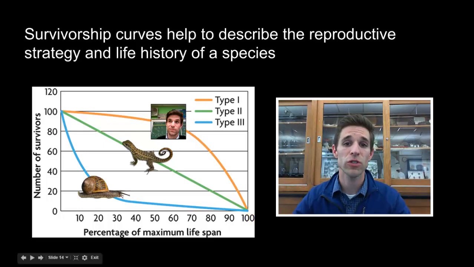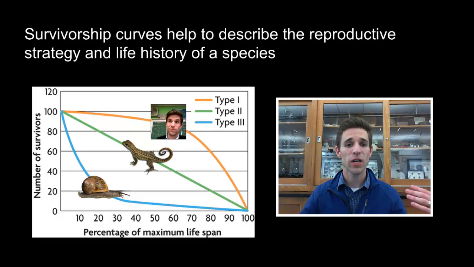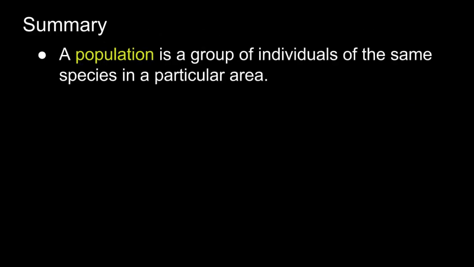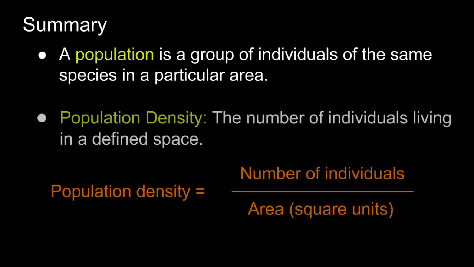So that's what survivorship curves are all about. They help us describe what's going on over time. It helps us understand their reproductive strategy. It also helps us understand the life history of the species. What is happening over time as a group of a species is living their life, whatever the length of their life may actually be. So let's do a little summary before we end today's video.